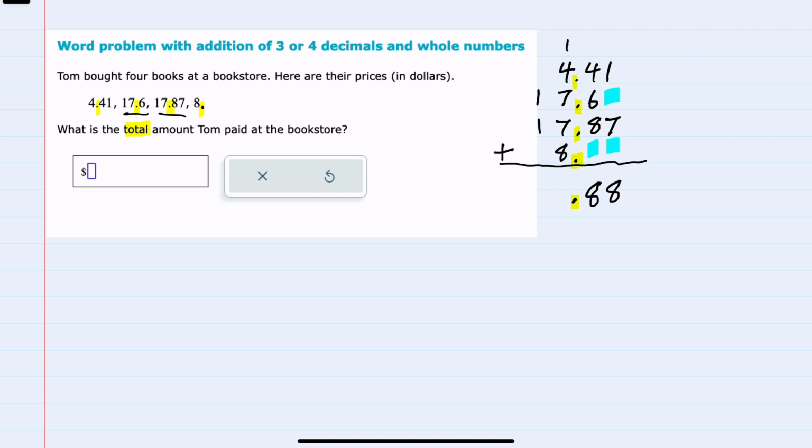Now adding along this aligned column, 1 plus 4 is 5, plus 7 is 12, plus another 7 is 19, plus 8 is 27. So the 7 is written in that column, and we carry the 2. And now on that far left column, 2 plus 1 is 4. And since we were talking about money here for prices, we know these are dollars. The total amount that Tom paid at the bookstore is $47.88.